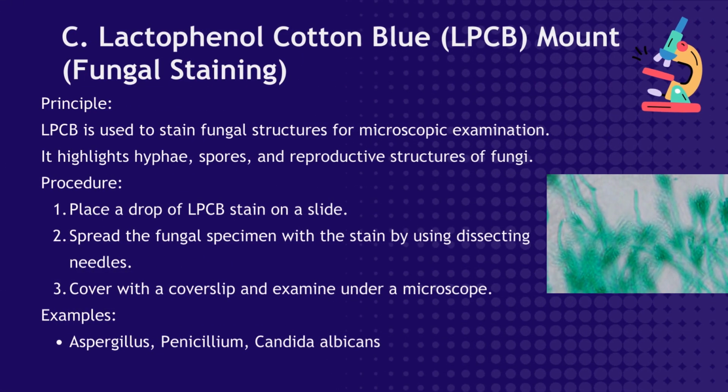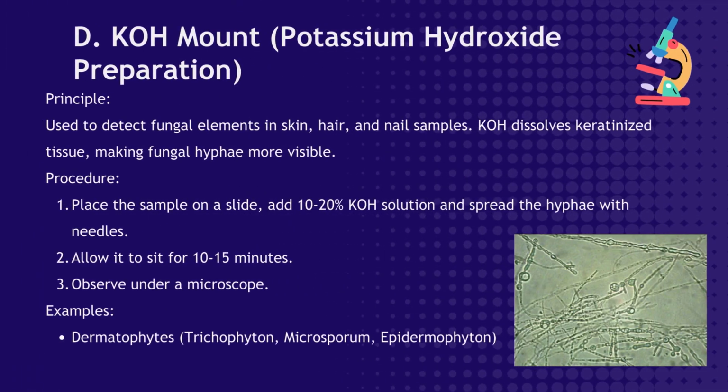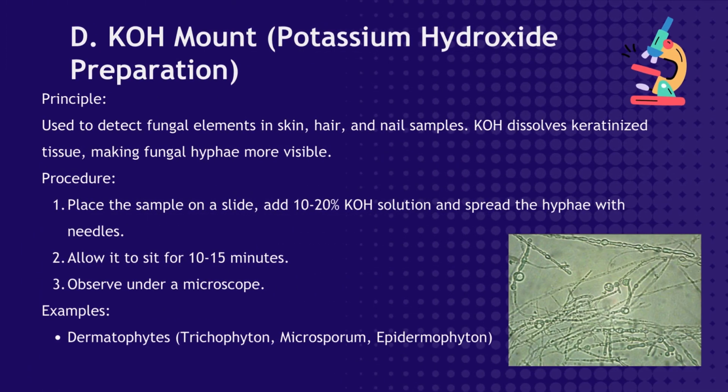Examples: Aspergillus, Penicillium, Candida albicans. KOH mount, potassium hydroxide preparation. Principle: used to detect fungal elements in skin, hair, and nail samples. KOH dissolves keratinized tissue, making fungal hyphae more visible. Procedure: place the sample on a slide, add 10 to 20% KOH solution, and spread the hyphae with needles.